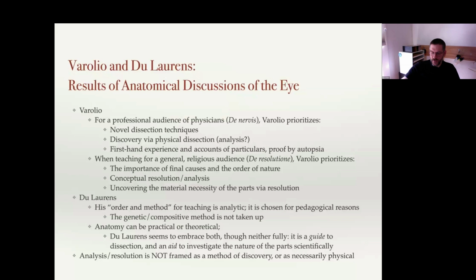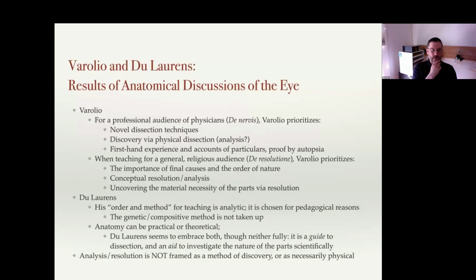So what do we have here with these two figures and their anatomies? Well, for a professional audience, Varolio prioritizes novel dissection techniques discovered via physical dissection, which we might think of as analysis, and then firsthand experience and accounts of particulars, proof by autopsia. When teaching or conveying information to a general audience, Varolio prioritizes the importance of final causes in the order of nature, conceptual resolution, and resolution is just the Latin word for analysis. So these two terms were often interchanged, resolution and analysis. And then uncovering the material necessity of the parts via this resolution.